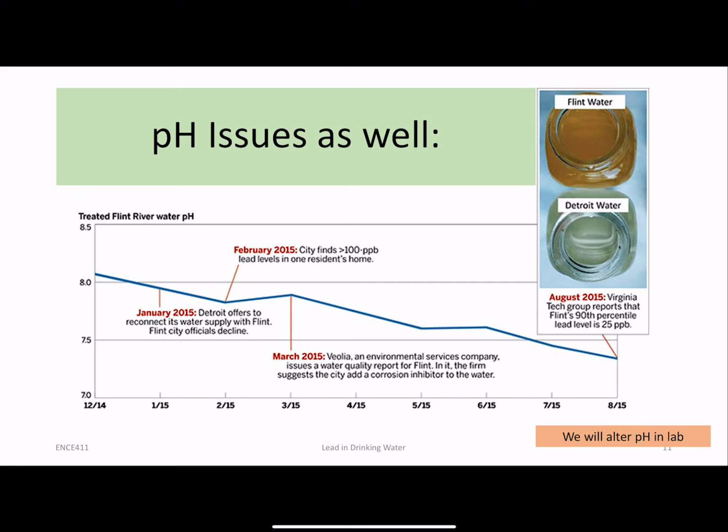So they have pH issues as well. Detroit was keeping the pH of the water around 10. It's a very high pH for the water. But they did that because they wanted to protect the scale inside the pipes. But Flint didn't do the same thing. So the pH was decreasing with time, I think from 8 to 7.3, something like that. So this was causing more problems.